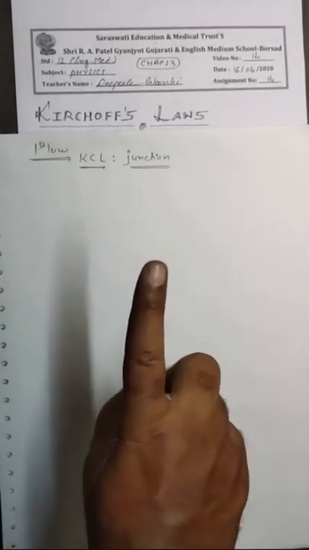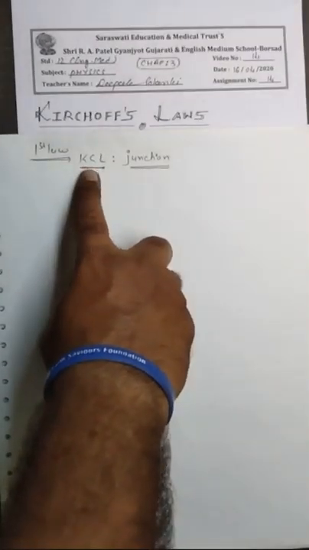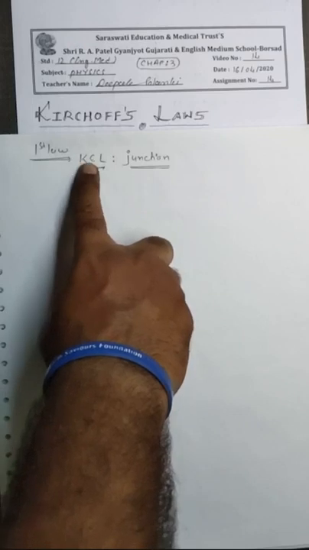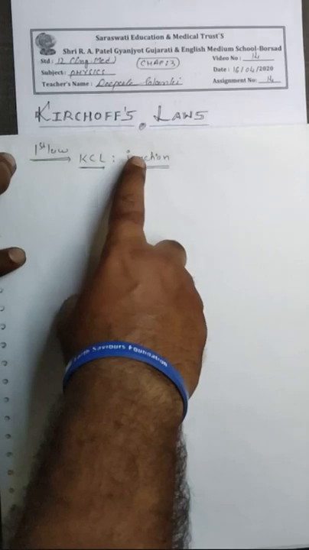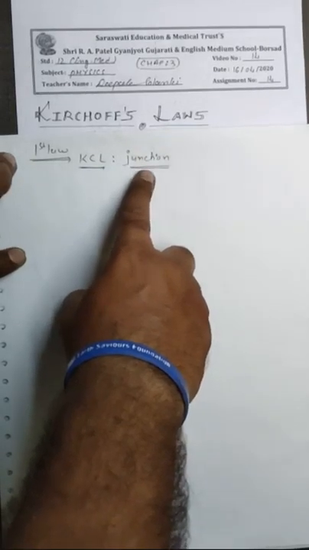We are going to discuss chapter number 3. From this chapter, one of the most important topics is Kirchhoff's laws. Kirchhoff has two laws. The first is also known as KCL. What is KCL? It is Kirchhoff's current law, and it is applicable for a junction only.